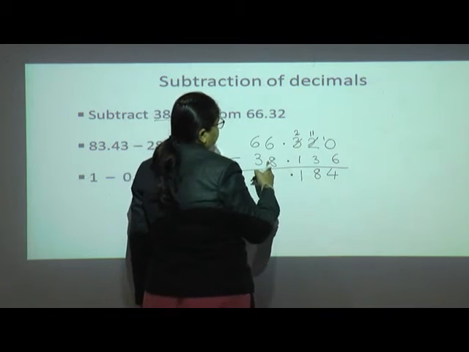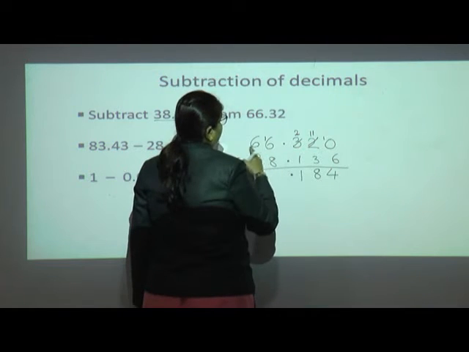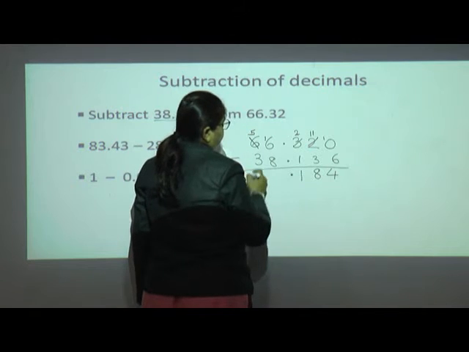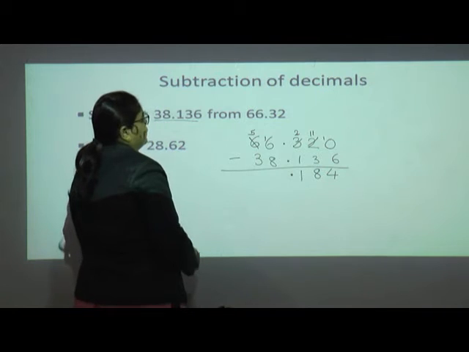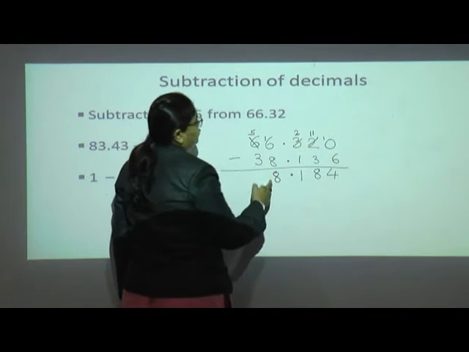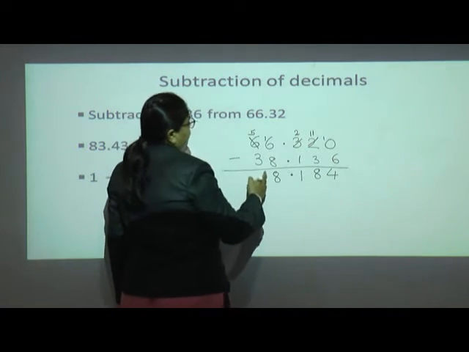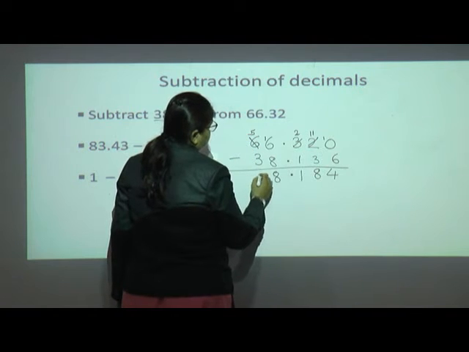6 minus 8, possible? No, we have to borrow from our friend, and we will write here 5. So now it is 16. 16 minus 8, 8 2s are 16, so we will write here 8. Here 5 minus 3 is 2.